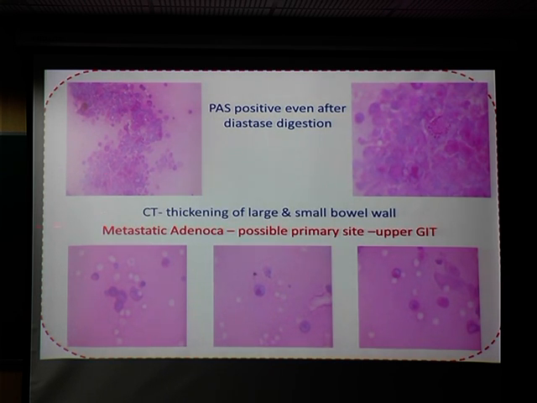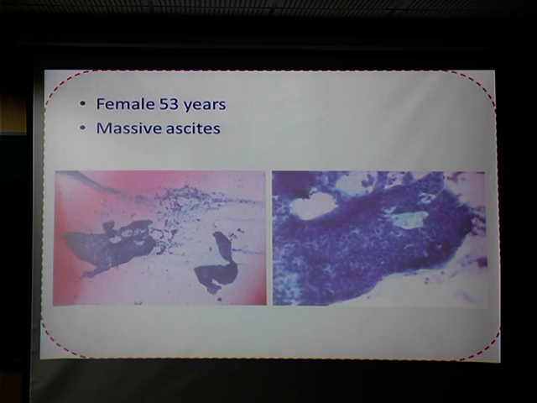Now in this, what would you report it as? We got the feedback from the clinician that the patient has a thickening of the large and small bowel wall. And what did we give? Metastatic adenocarcinoma, possibly, with the primary site in the upper GIT, and all this thickening of the small and large bowel is metastasis, and even there are metastases in the abdomen leading to peritoneal effusion. So with the help of these special stains, we can still suggest the primary site.